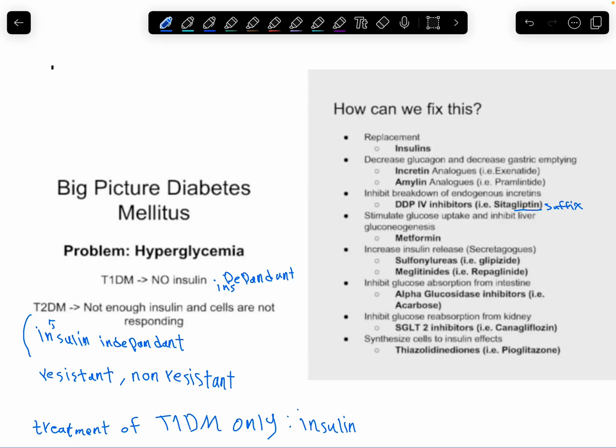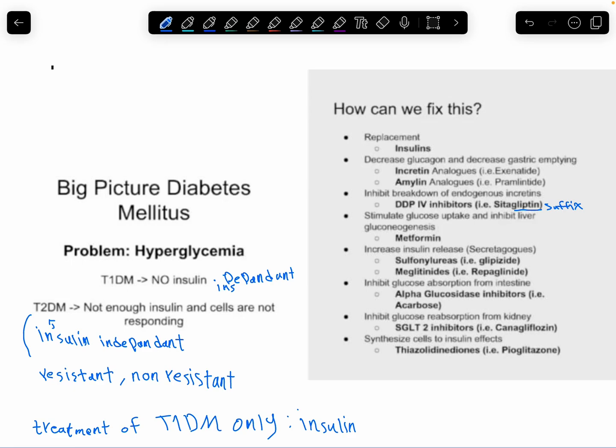First thing. Second, it helps stimulate glucose uptake. So, stimulate glucose uptake is required in which situation? Where the cells are not responding.